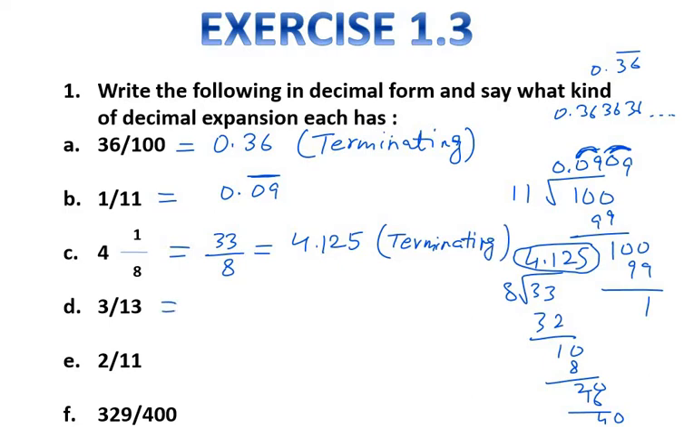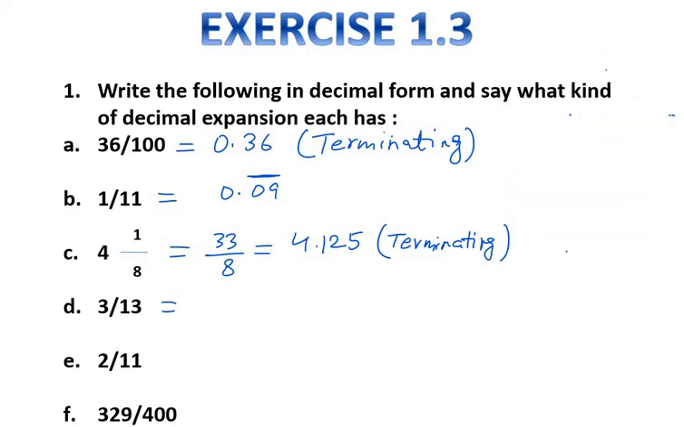Now the next one we are given is 3 over 13. Now we again need to divide the number. So 3 inside and 13 outside. 3, 13. Now we need to take 0 here and 0 point here. So 13 into 2 is 26, then 30 take away 26 will be 4, 40. So 13 into 3 will go here, 39. So 40 take away 39 is 1, 0.